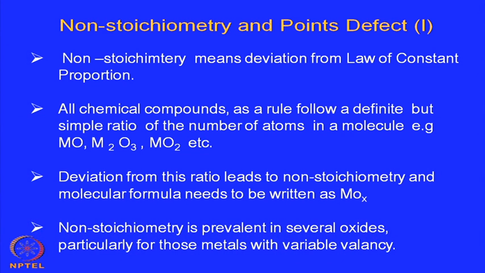Non-stoichiometry is prevalent in several oxides, particularly for those metals with variable valency. As you have mentioned, whenever there is ionization of the defects, you need a variable valency metal to be present there. So variable valency metals or the oxides thereof do have a tendency to become non-stoichiometric.